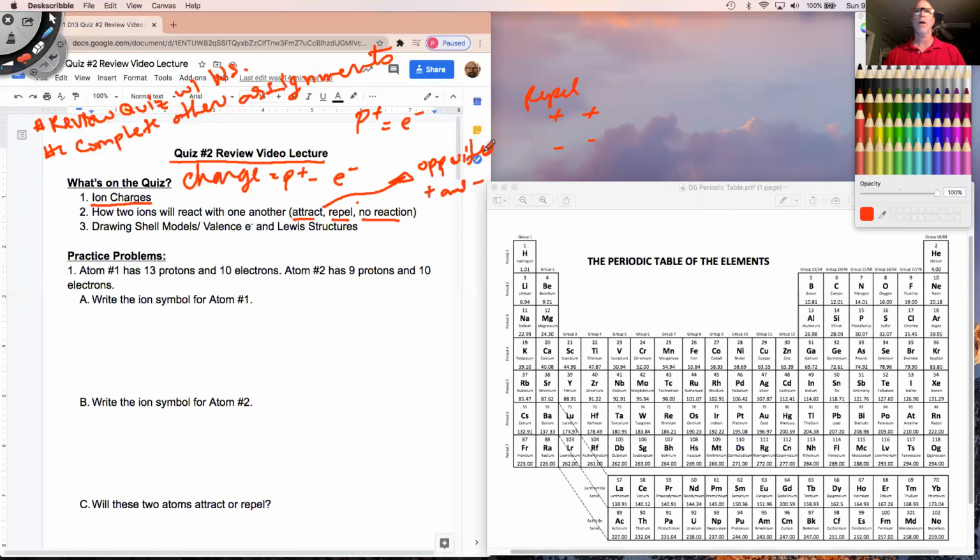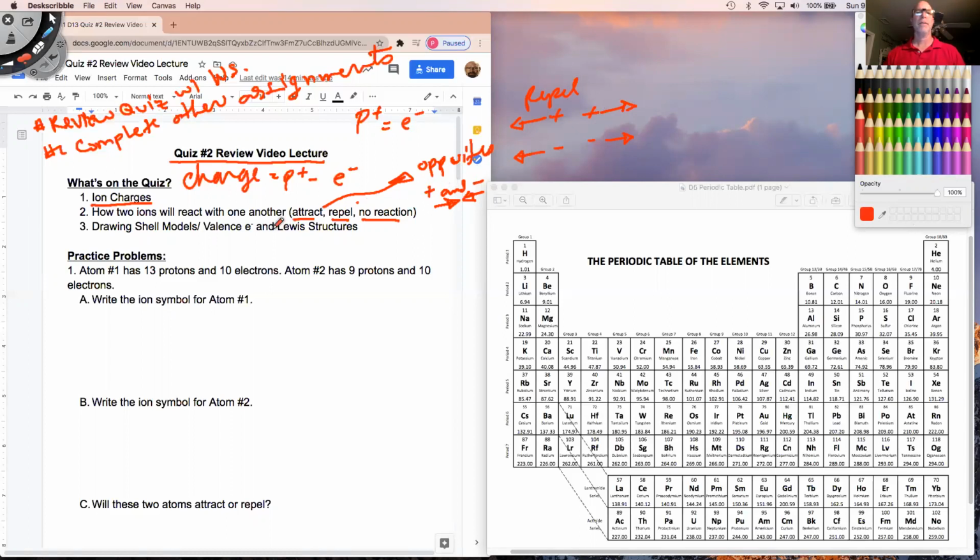So attracting means that these are going to come together. Repelling means that these are going to go away from each other. Okay, so the negatives don't want to be around other negatives, and the positives don't want to be around other positives. They want to be around a positive and a negative.